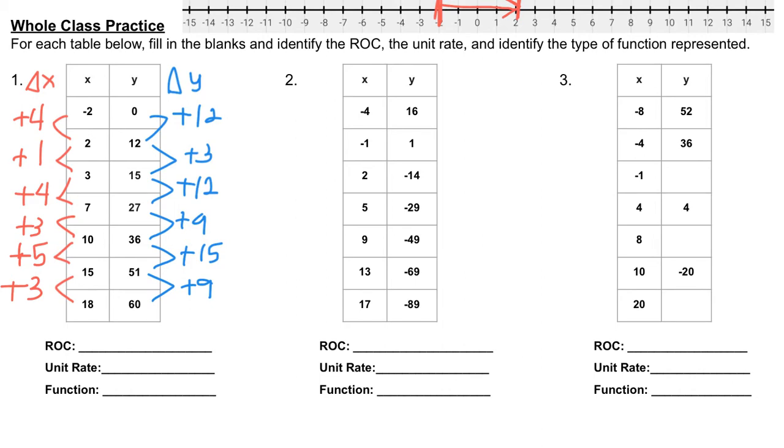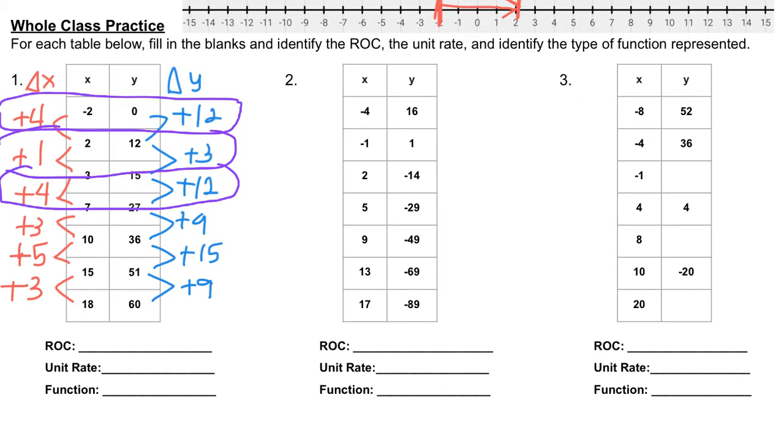When I look at my table now, you can see that I have varied changes in X: 4, 1, 4, 3, 5, 3. We have different values here. And I have varied changes in Y. What does that mean in terms of my function type? You can still find the rate of change, and you're going to need to find the rate of change for each one of these pairs. So we're going to find the rate of change for this change in Y and change in X, and so on.